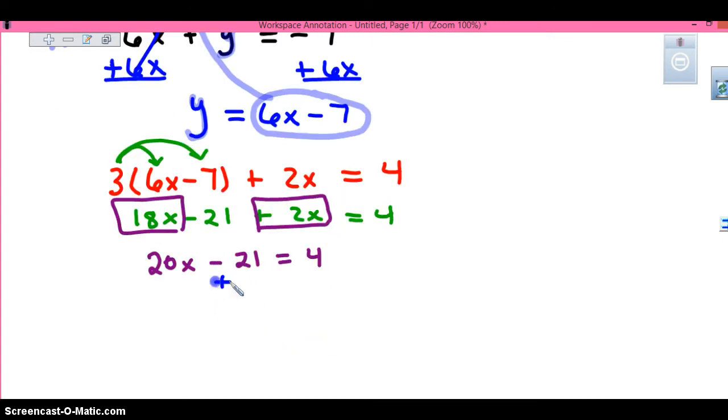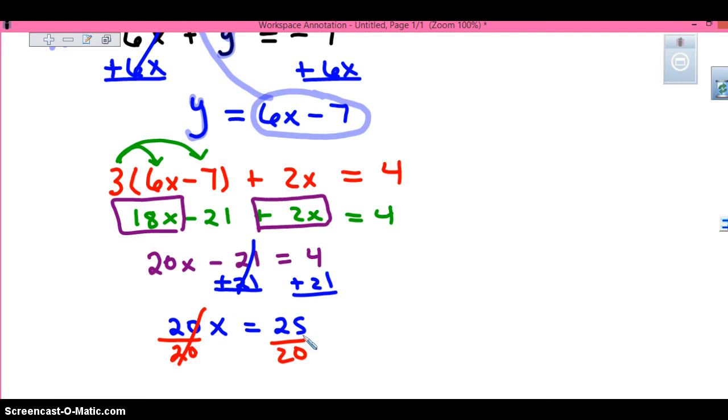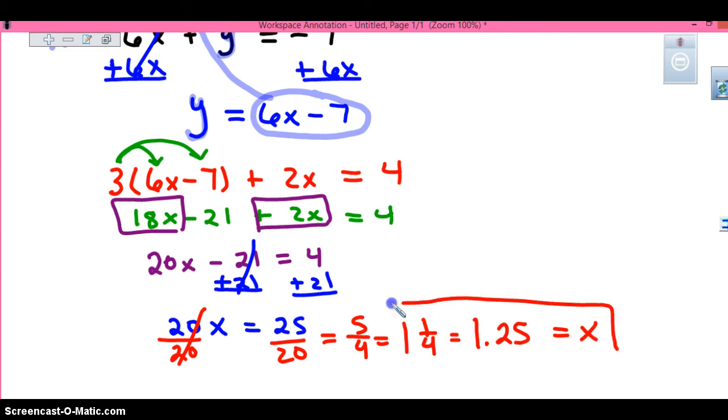Continue solving. Plus 21, plus 21. 20x is equal to 25. I have to divide by 20. This simplifies to 5/4, which simplifies to 1 1/4. And that's a decimal. This would be 1.25. So this is what x equals. I would focus on 1.25.